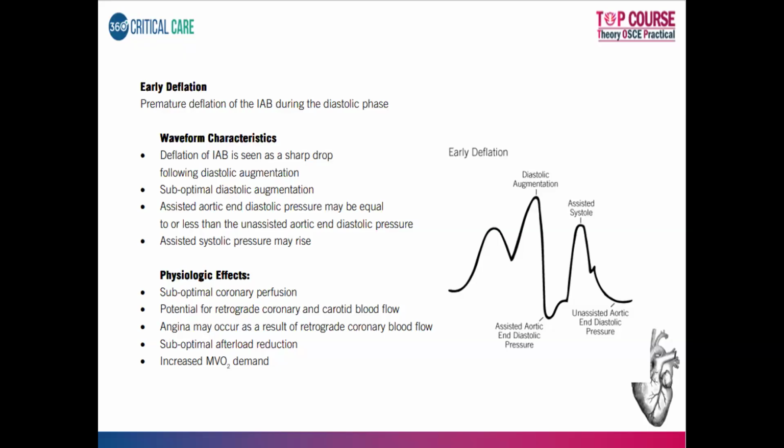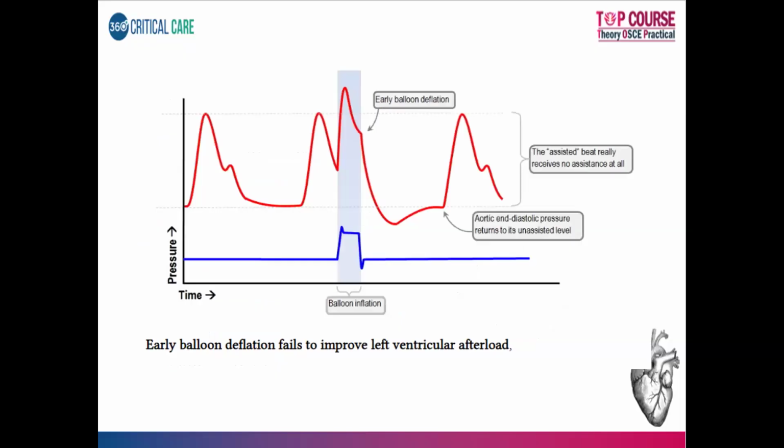Because of all of this, there is suboptimal coronary perfusion. Retrograde coronary perfusion can also be seen. Angina can occur, and because of all of this, afterload reduction would be lost. So this is something that you need to remember. The assisted beat doesn't receive the augmentation that it is supposed to receive at all. So you can see it is similar to the unassisted beat.